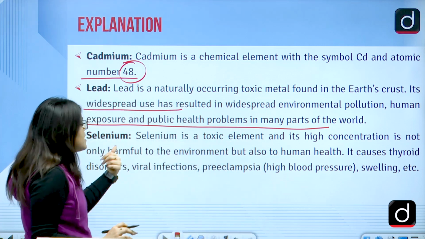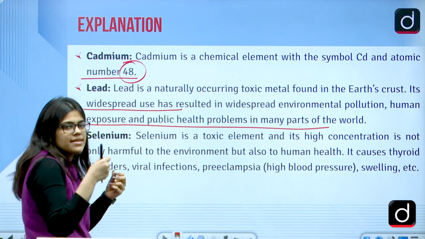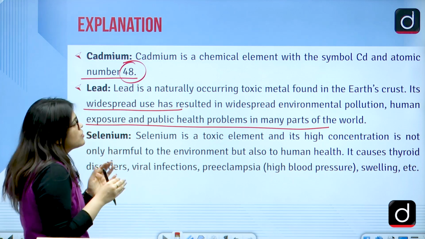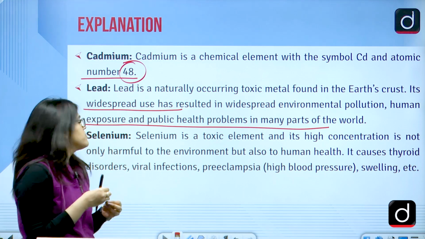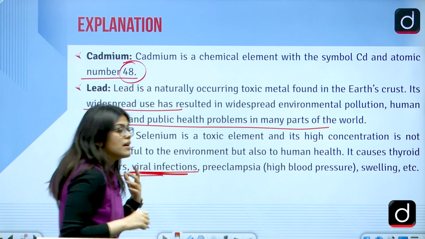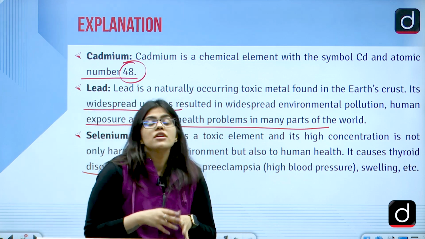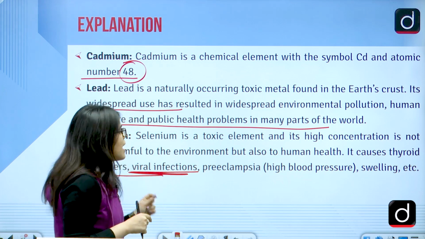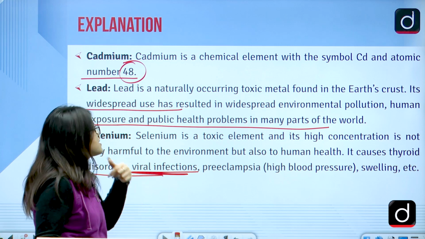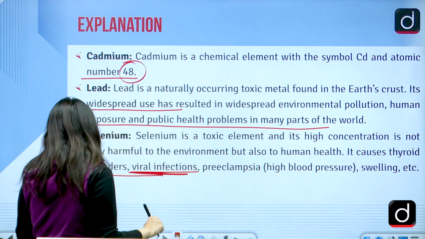Then we have selenium, and this is a toxic element that is highly concentrated in nature, and it is not only harmful to the environment but also to human health. It can cause problems like thyroid disorders, or it can cause infections, or it can cause high blood pressure or swelling in the body. So these are a few problems that can be seen. So thyroid disorders, viral infections, then there can be blood pressure or swelling that can cause a lot of problems, right?